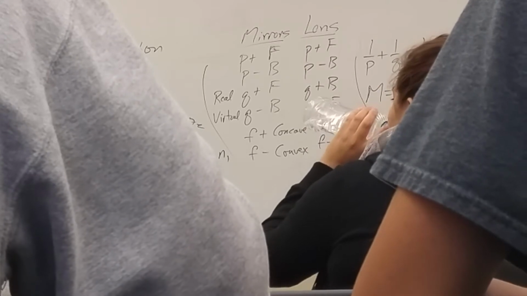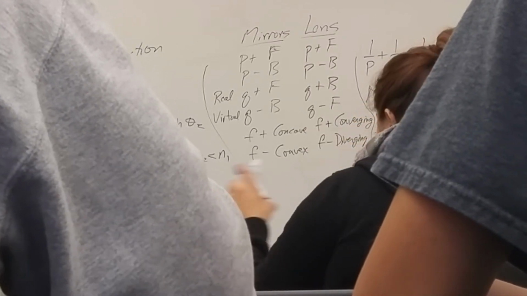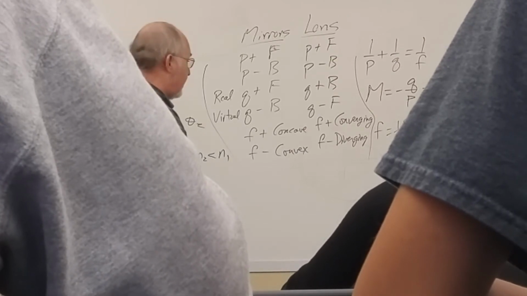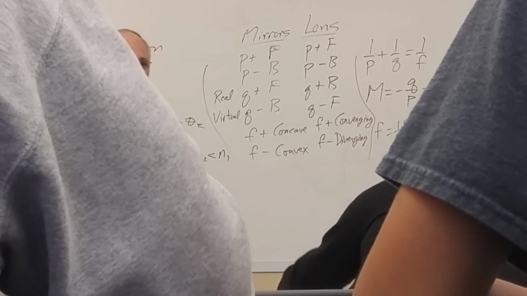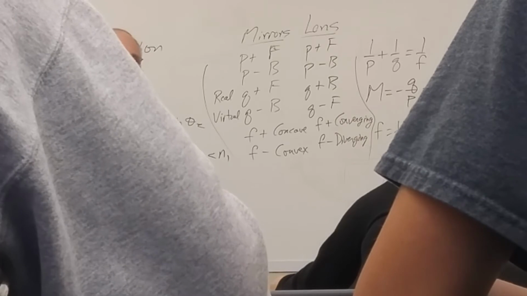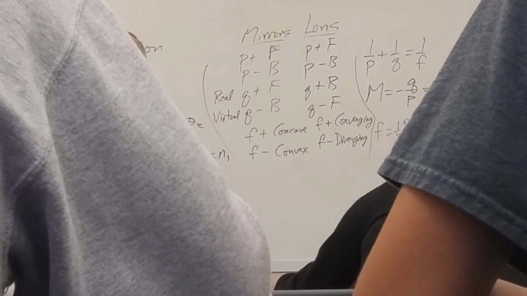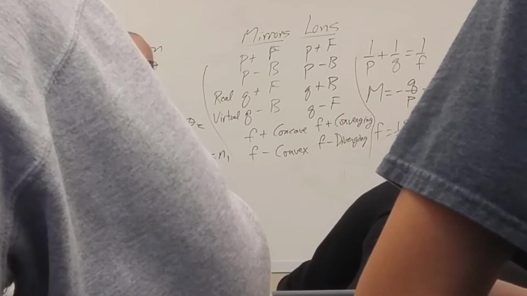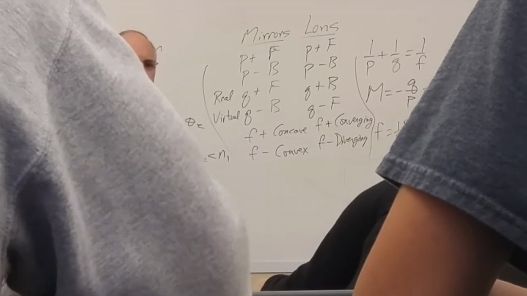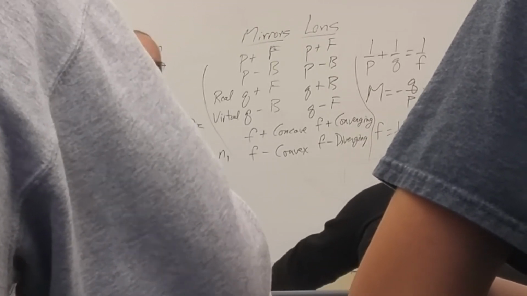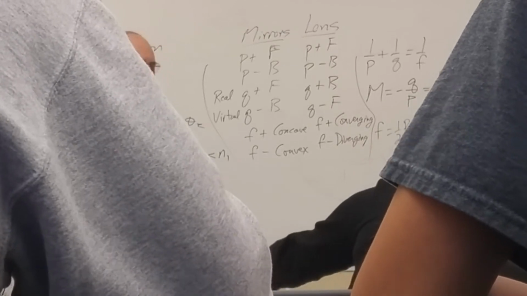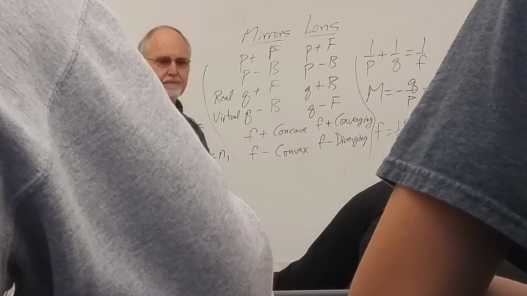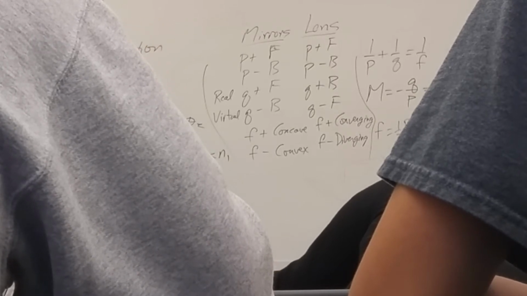Even if the number they give you in the problem is some positive number. But if it's a negative number? Well, if it says it's negative, then it doesn't necessarily have to say it's divergent or convex. Don't change it to a positive if it says it's negative. You could say this is a convex mirror with a focal length of negative 20 centimeters. That's fine, it's negative 20.